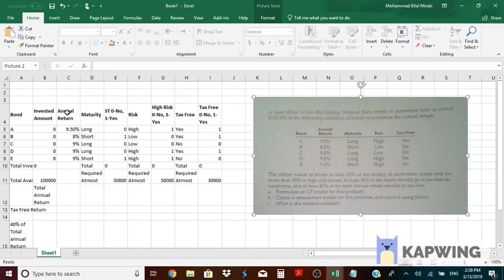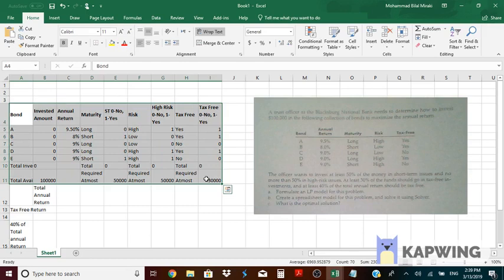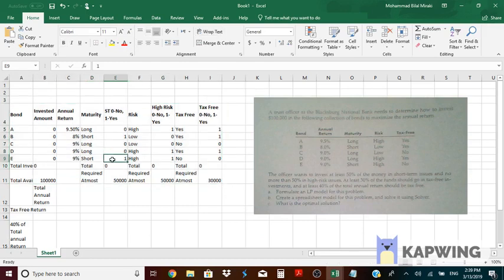So I just created this table right here so as not to waste time, because I want the video to be as short as possible. So we have added this column here, investment amount. And the software is going to put the money for us to invest in each of these bonds.